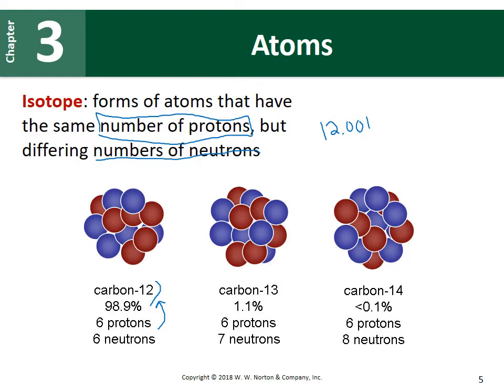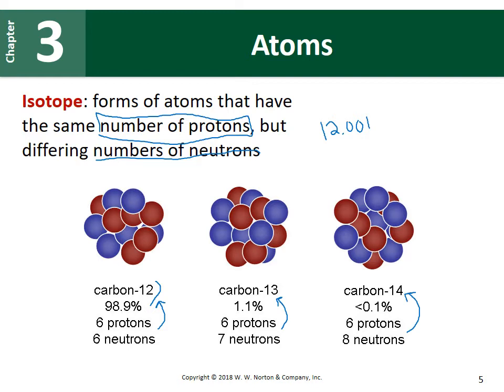1% of carbon is in the carbon-13 form. It still has 6 protons, but to make it a little bit heavier, to increase that mass, it has 7 neutrons. And 6 plus 7 is 13. Carbon-14, which is the least common isotope of carbon, still has 6 protons because that's what makes it carbon, and it has 8 neutrons. 6 plus 8 gives you a mass of 14.